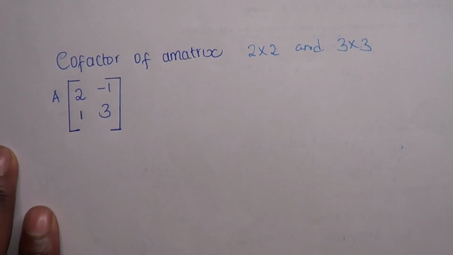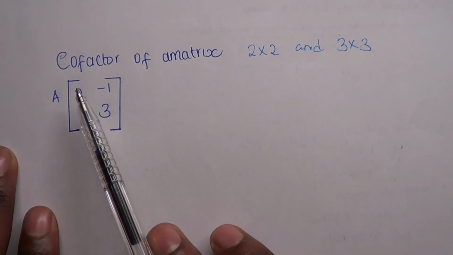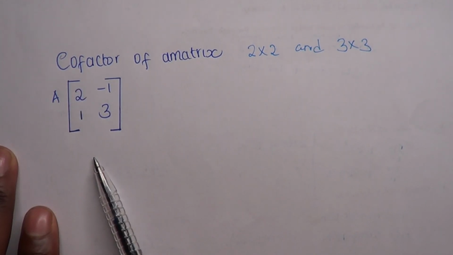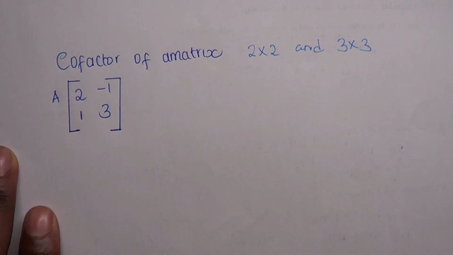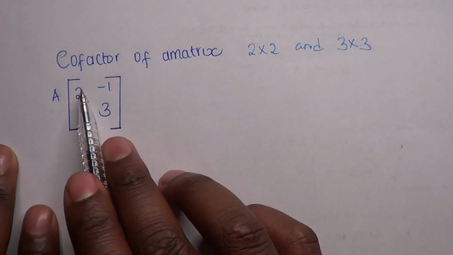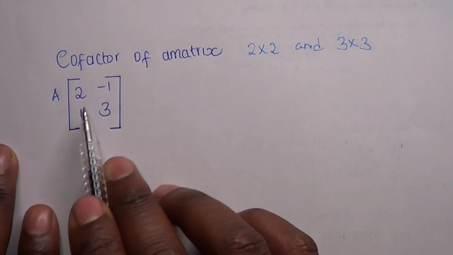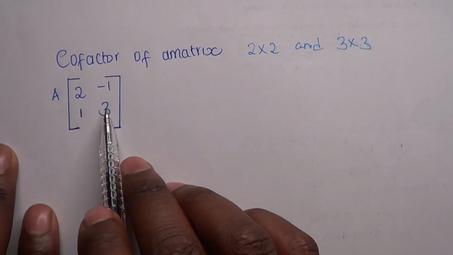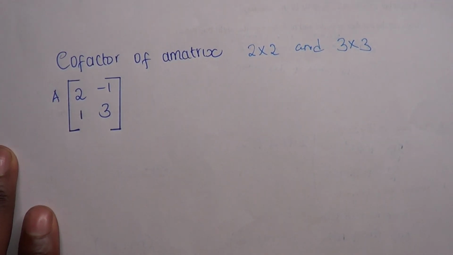In 2 by 2 here, you find out that we have the row and we have the column. Now, every element in a matrix has a cofactor. That's the point you need to know. This one has a cofactor, this one has a cofactor, this one has a cofactor, and this one has a cofactor. So every single element in a matrix has a cofactor.